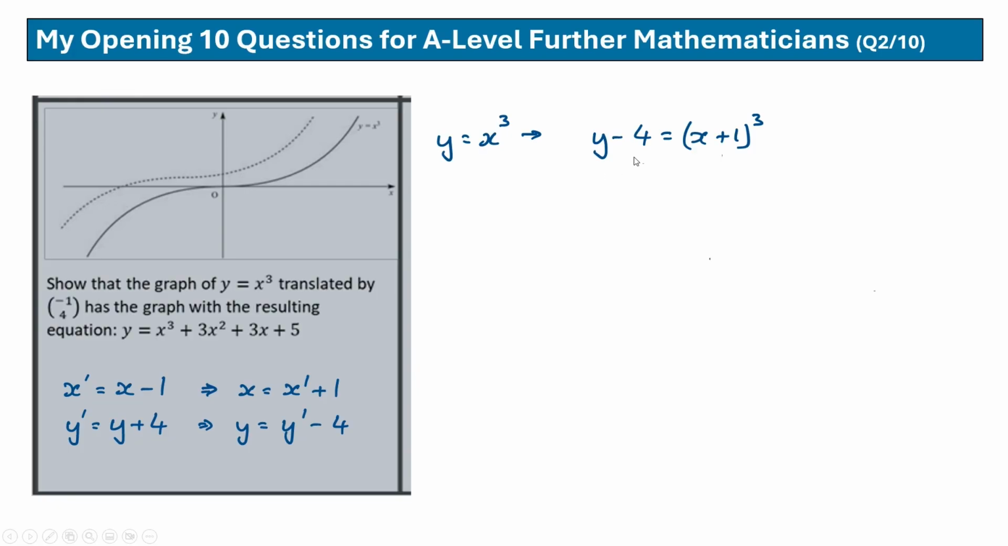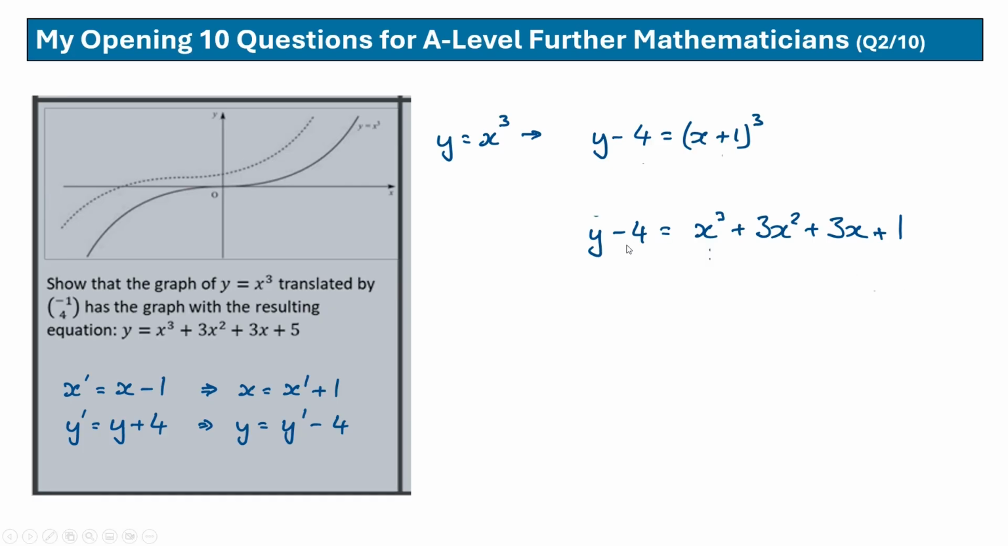Now, I'm just going to do this next step in one go. You will learn binomial expansion. Some of you may have seen it before. If you do GCSE further maths, you will have seen it during GCSE further maths. Either way, check that you're happy that you can get to the same point, which is going to be y minus 4 equals x cubed plus 3x squared plus 3x plus 1. And I can do that in one go.